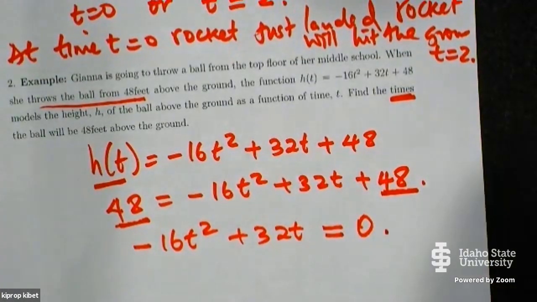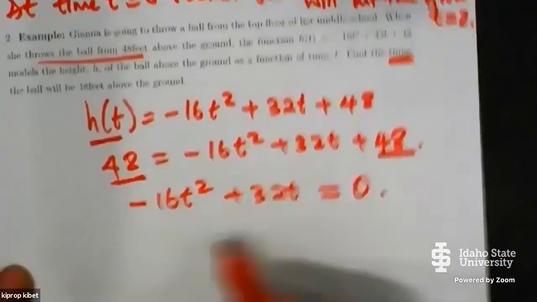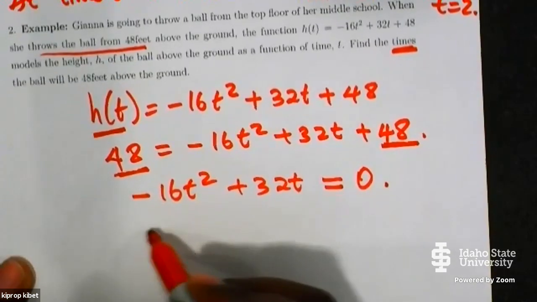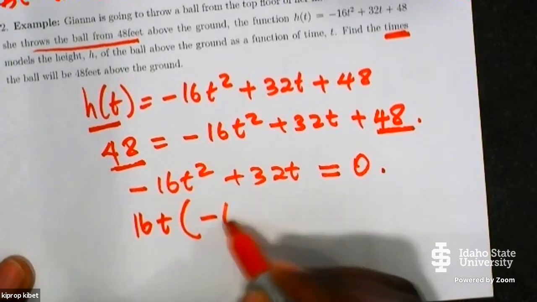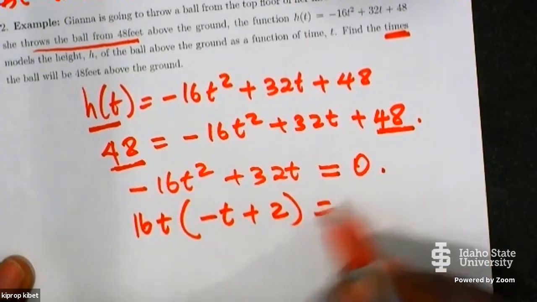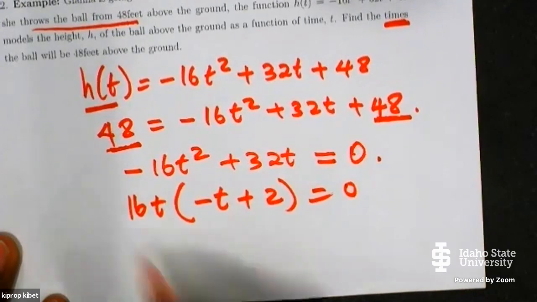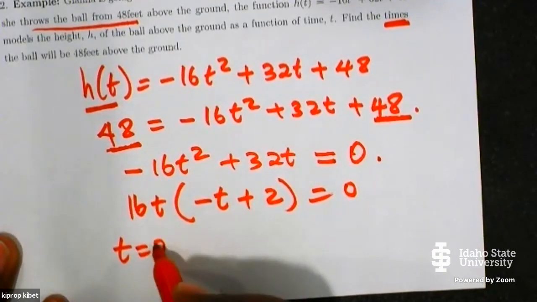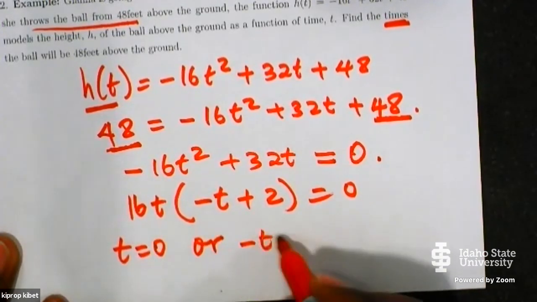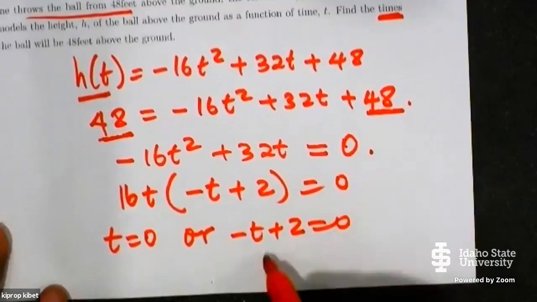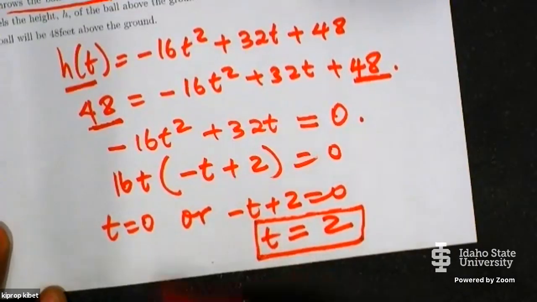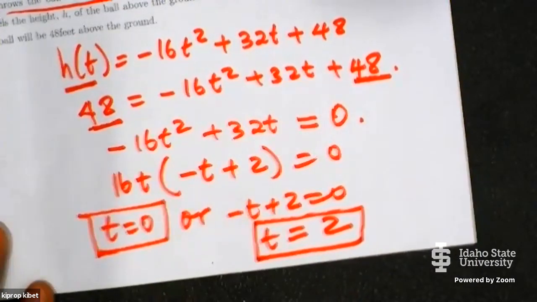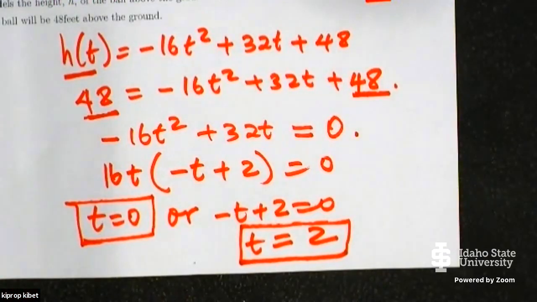So it's the same as the first one over there. So you factor out 16t. So you get -16t(t - 2), equals to 0. So t equals 0 or t - 2 equals 0. So t equals to what? Now we have the time there. t equals 0 and t equals 2.